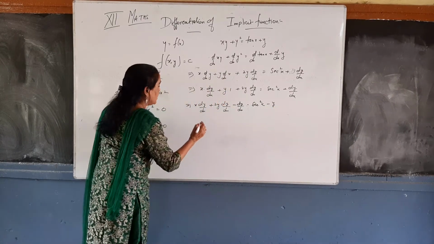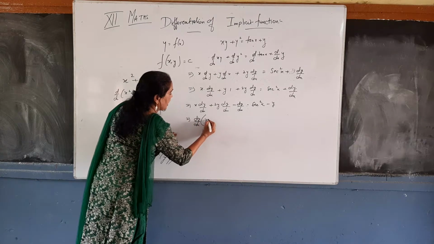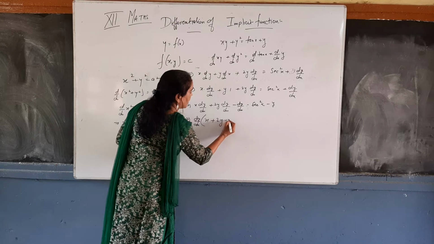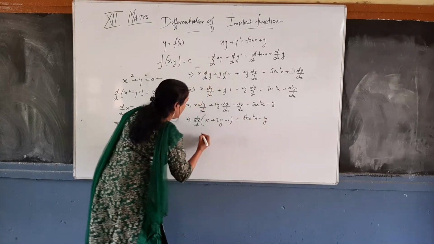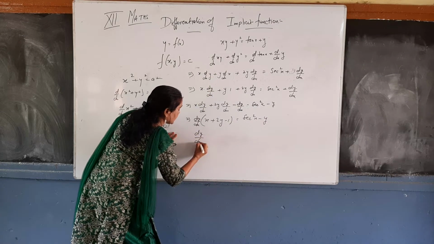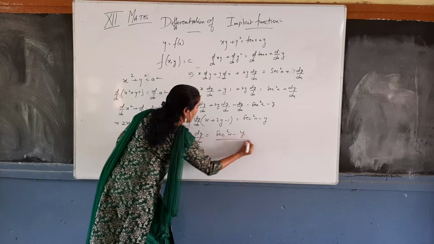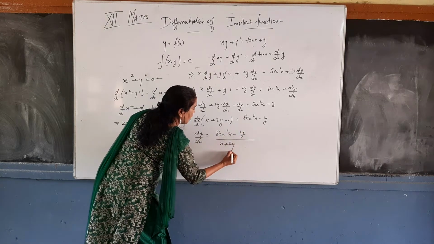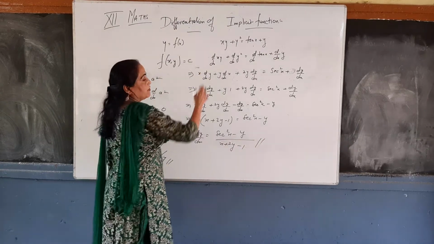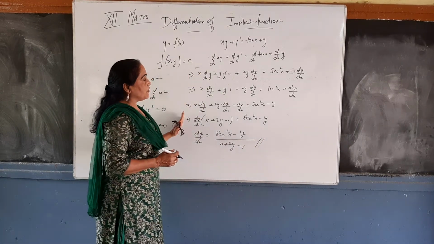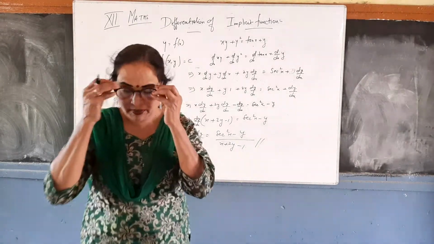Now dy by dx is common, so take dy by dx common. So we will get x plus 2y minus 1 equal to sec square x minus y, or dy by dx is equal to sec square x minus y upon x plus 2y minus 1. This is the answer. So whenever a question like this is given, we have to differentiate in this form and collect dy by dx. Now next question.